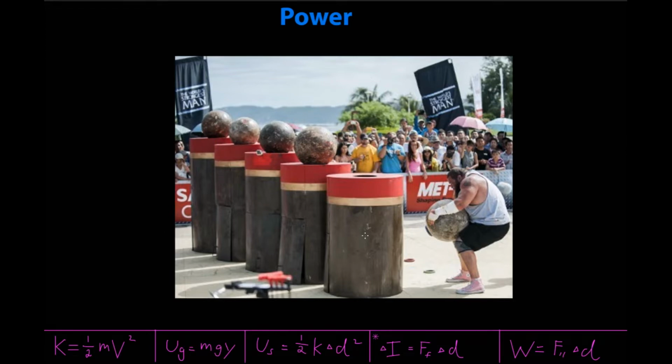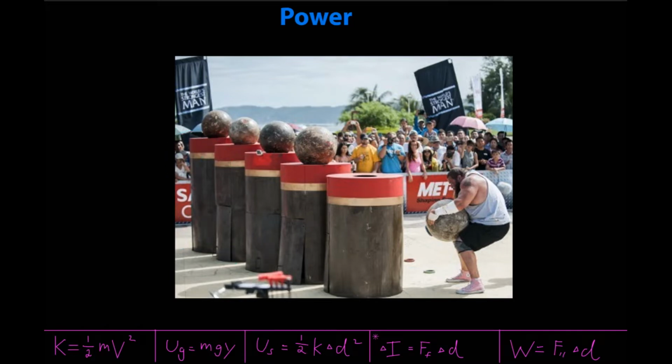There are 5 columns, and in front of each column is a stone sphere. You see this gentleman has already put up 4 of them. Originally, the spheres are laid out on these holders you see on the ground. The job of the athlete is to run up and one by one lift the spheres onto their pedestals.